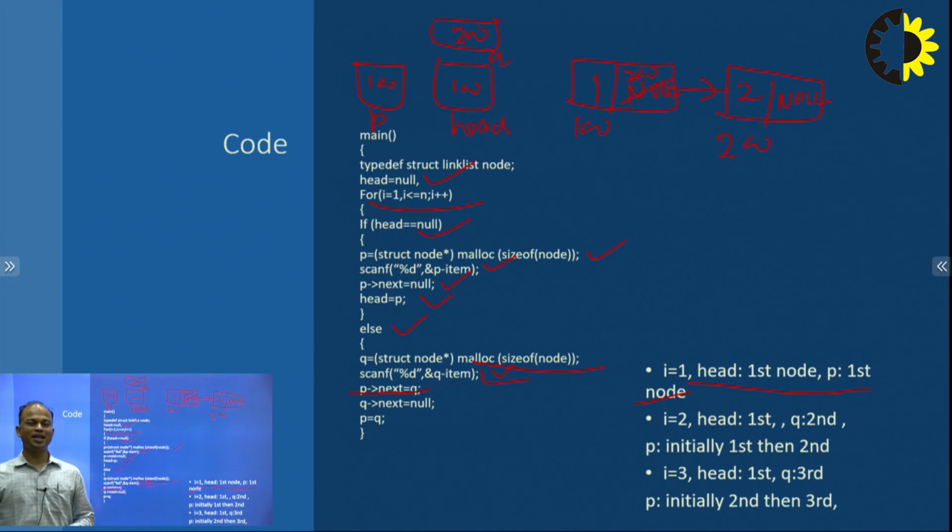In this way, you are able to create n number of nodes and you can link all the nodes. I mean, the first node contains the address of the second node, the second contains the address of the third node. Like this, you can link the nodes and you can access all the nodes from the pointer head. So this is the simplest explanation of creation of the linked list. Thank you very much.